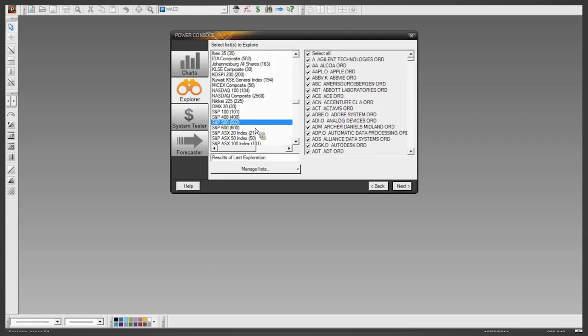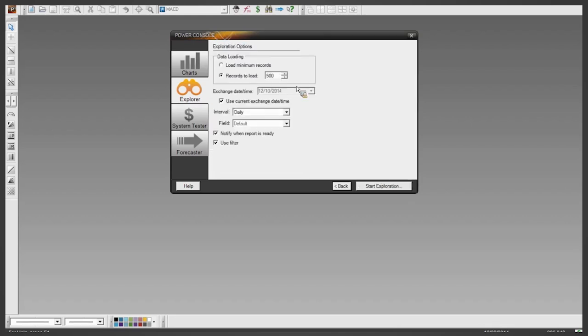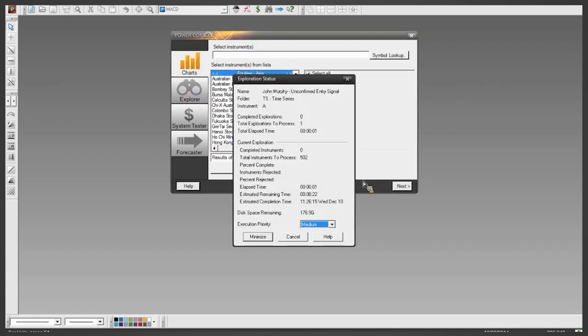We're going to go ahead and hit next. I'm going to scan across the S&P 500 today. So we choose the S&P 500, make sure all of the instruments are checked. Hit next. Now with this add-on, you want to load 500 records. So we're going to take our daily interval, 500 records, and we're going to start the exploration.